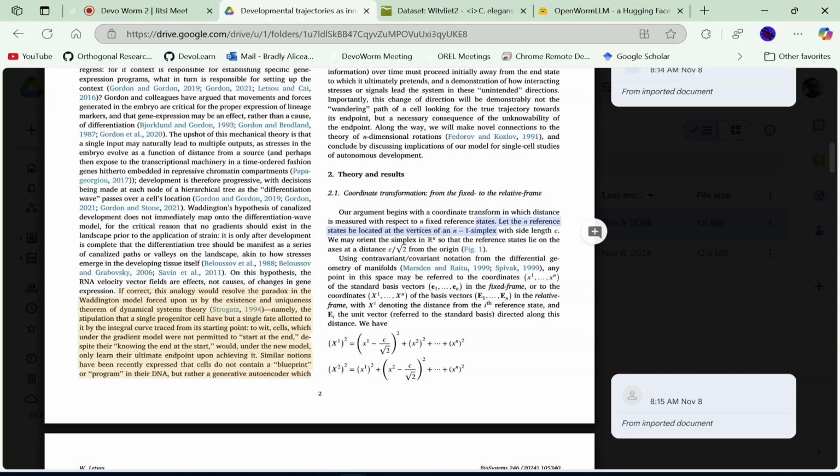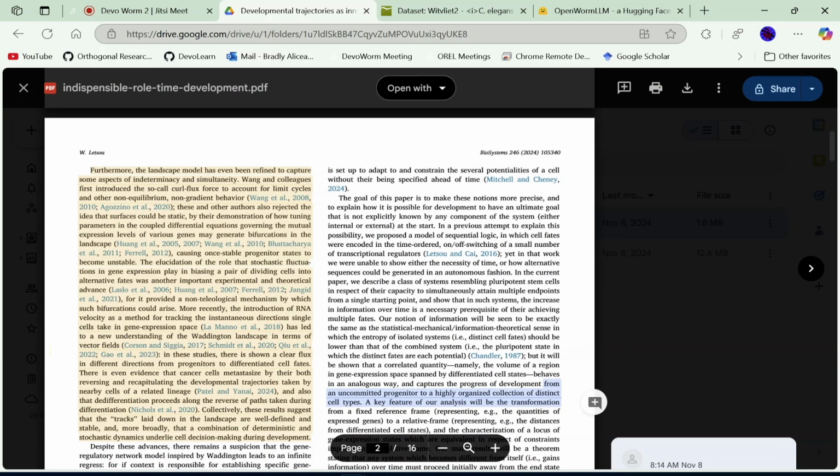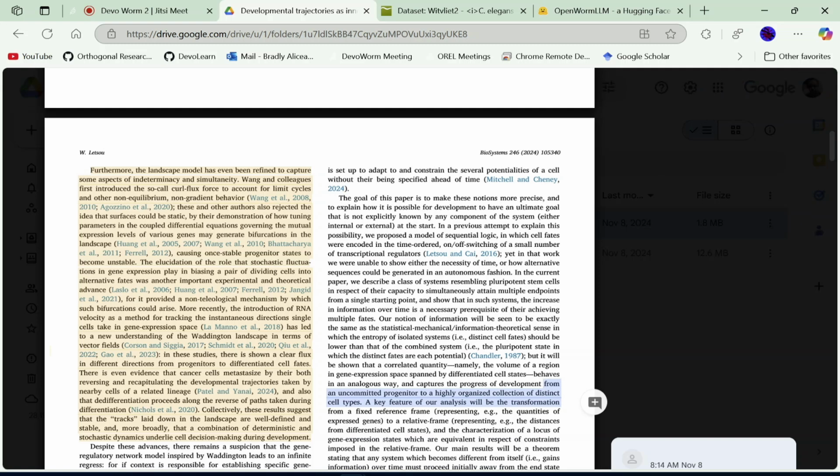Similar notions have been recently expressed that cells do not contain a blueprint or program in their DNA, but rather a generative autoencoder, which is set up to adapt and constrain the several potentialities of the cell without being specified ahead of time. This is Mitchell and Cheney, 2024.